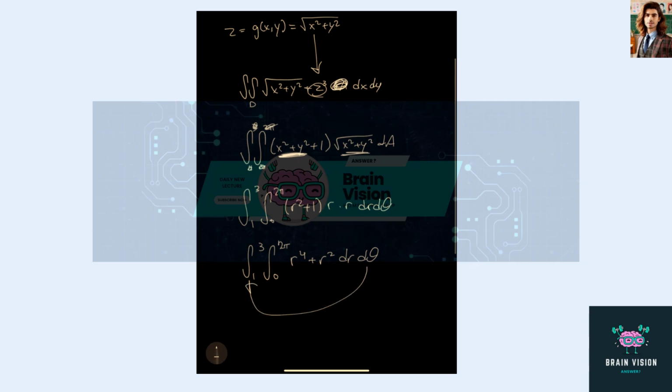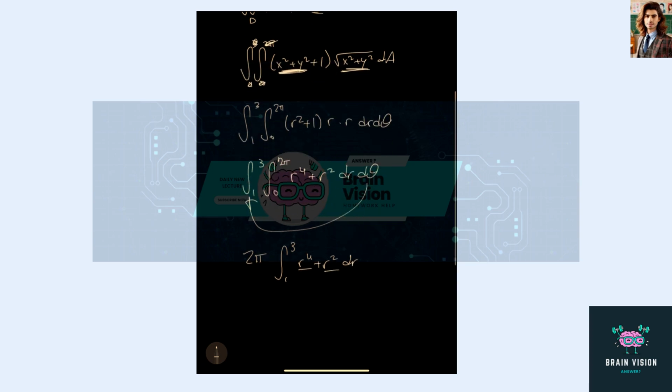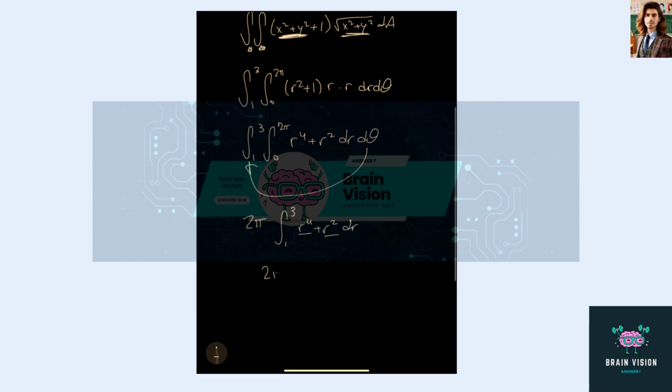We can move this d theta over here, just giving us 2 pi times the integral from 1 to 3 of r to the 4th plus r squared dr. This is just going to be r to the 5th over 5, and this will be r cubed over 3. When we evaluate it at 3 and 1, we end up getting 2 pi times 1/5 plus 1/3.